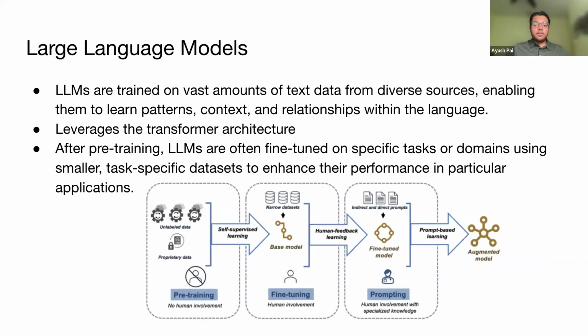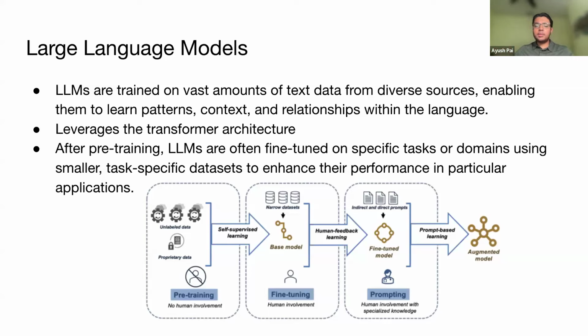And now that we've covered the prerequisites, let's dive right into LLMs. LLMs are trained on vast amounts of text data from diverse sources, enabling them to learn patterns, context, and relationships within the language. These models leverage the transformer architecture, which we discussed a little bit earlier today. They efficiently process and generate text.